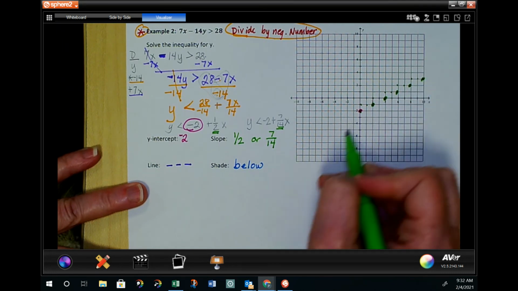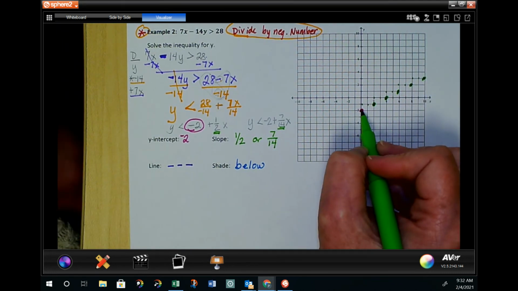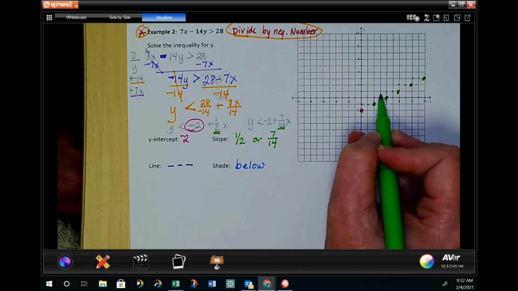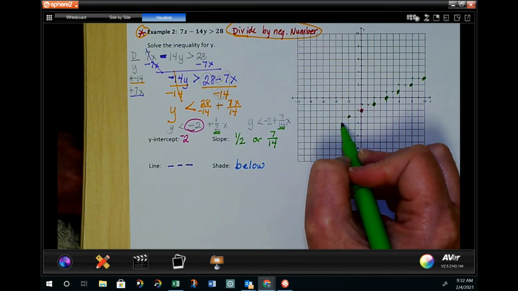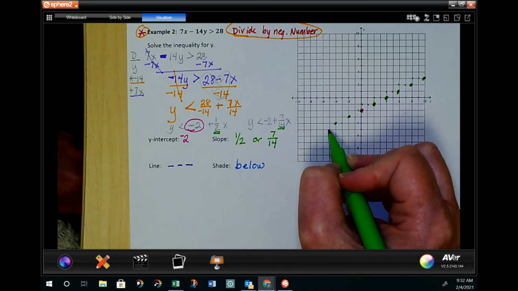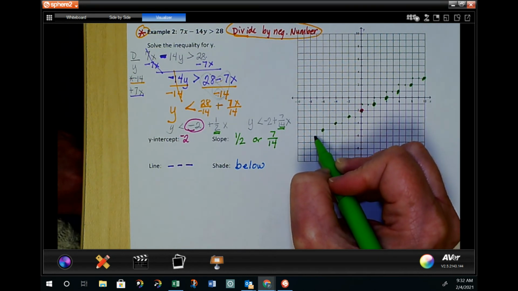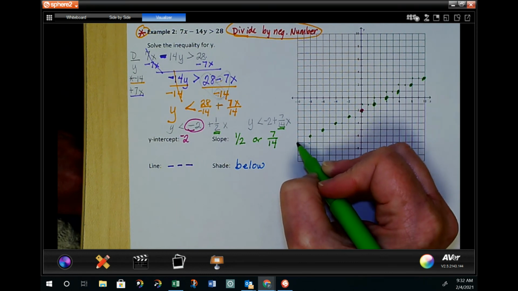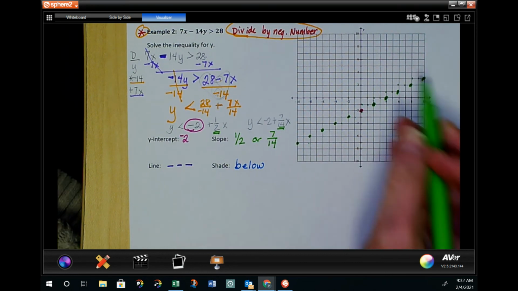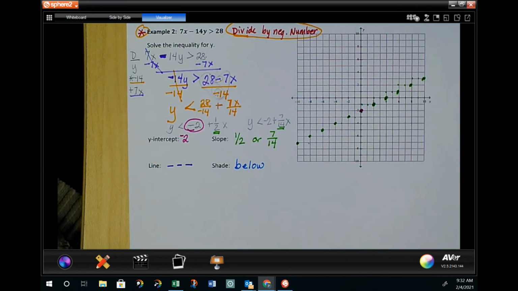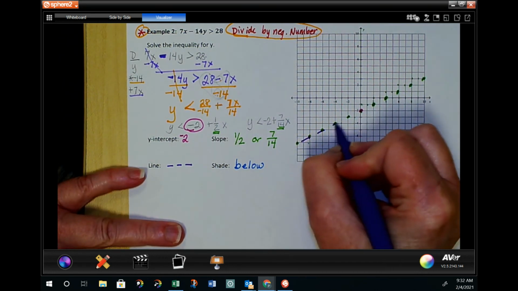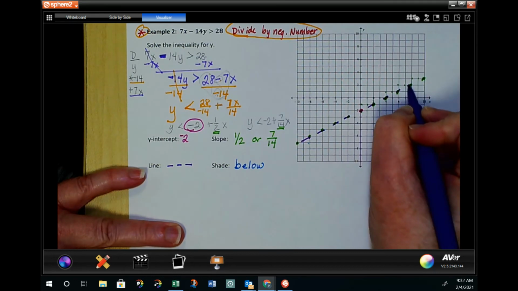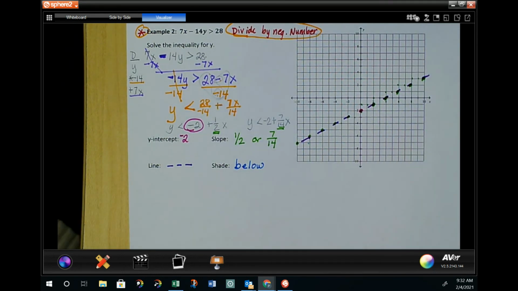But I want to get the whole line. So now I have to work backwards. Instead of going up, I'm going to go down 1, to the right 2. Down 1, to the right 2, and repeat that. So I've done my whole graph. And then I'm going to have a nice dotted line. Well, I've already got the dotted line, but I have to have that dotted line, and then I'm going to shade below.